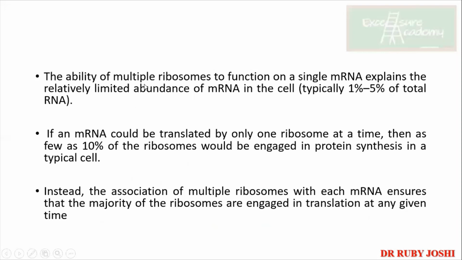The ability of multiple ribosomes to function on a single mRNA explains the relatively limited abundance of mRNA in the cells. What does that mean? Whatever the amount of RNA, your protein is more than that. It's not like one mRNA gives one protein. If it is one mRNA, you can have thousands of copies of your protein. It is because of the presence of multiple ribosomes.